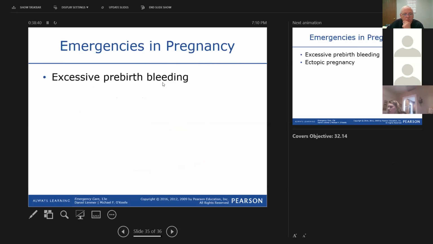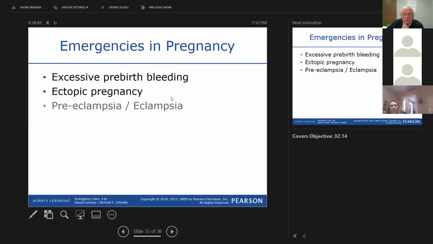So some other things, we could see some pre-birth bleeding. Hopefully they've had prenatal care and they know that there's something going on already. We talked about the ectopic pregnancy. There's a couple of conditions that can happen. One's called preeclampsia and the other one's eclampsia.